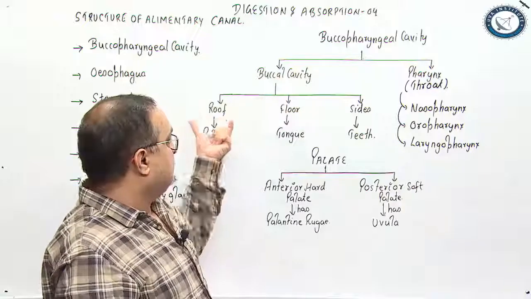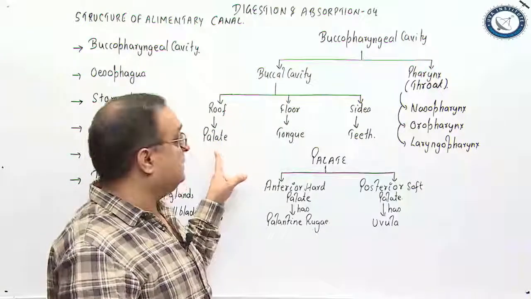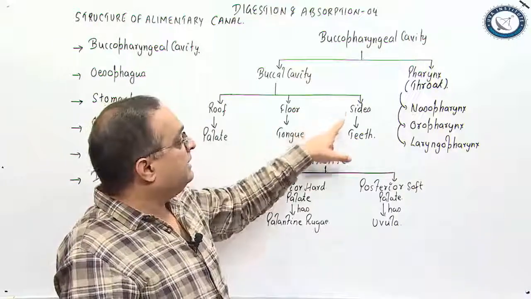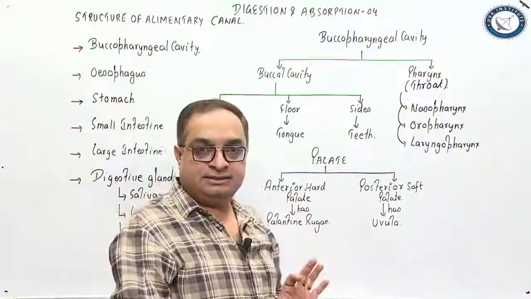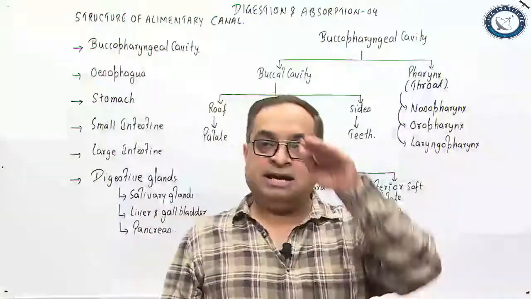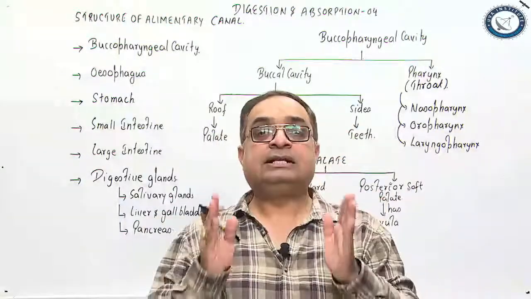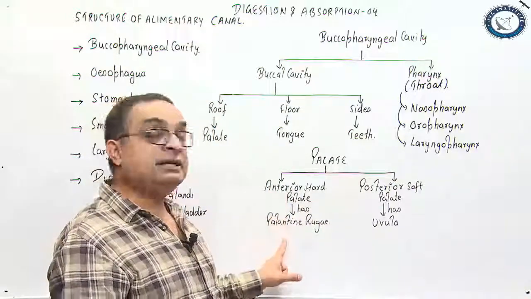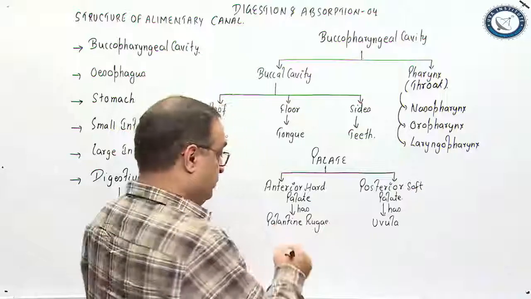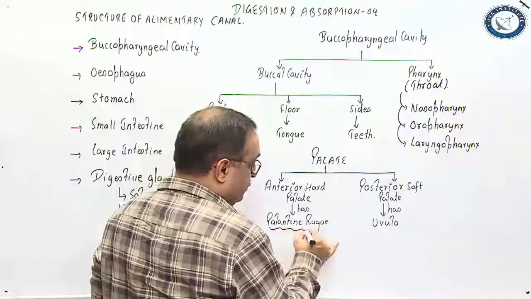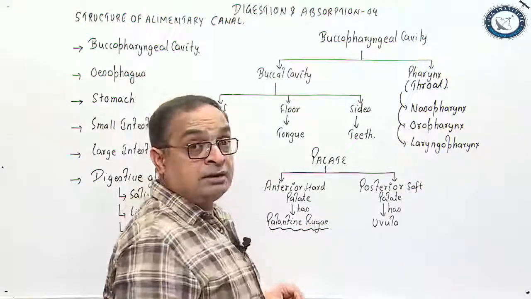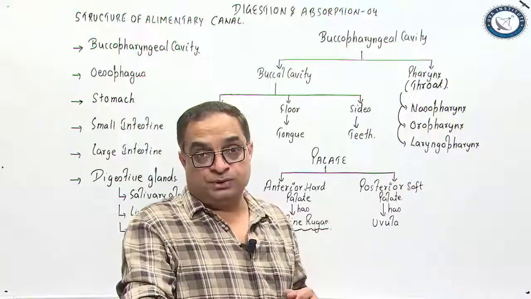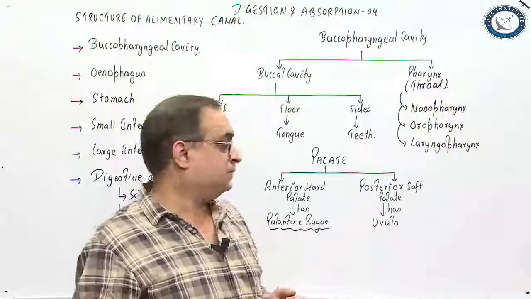Buccal cavity has a roof that's formed by palate. The floor of buccal cavity has tongue and the sides of buccal cavity has teeth. So overall buccal cavity has a roof, that is palate. The anterior part of the palate is called hard palate. This anterior hard palate has muscular ridges which are called what? Palatine rugae. Rugae are highly developed in case of carnivores for holding the food. They are not much developed in humans.